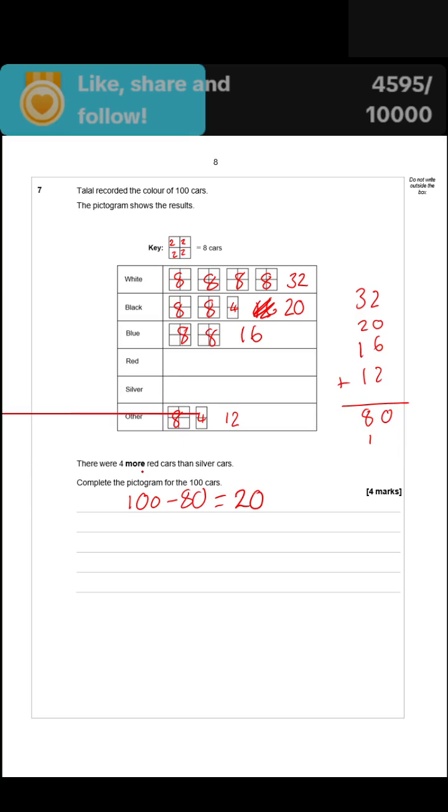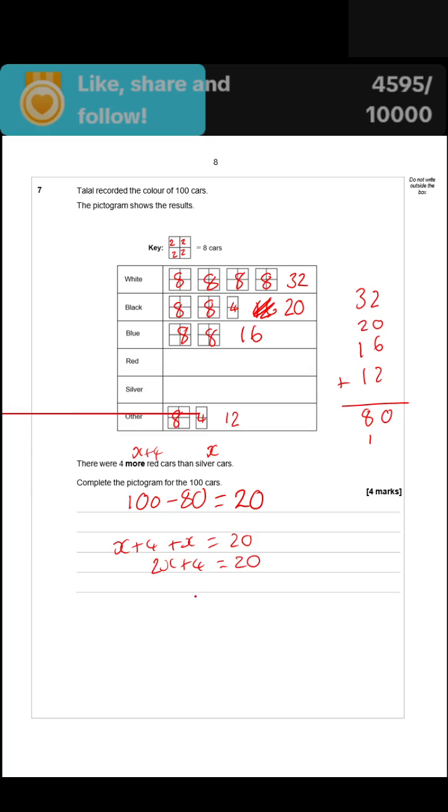We are told there are 4 more red cars than silver cars. Now I'm going to show you a way of doing this using algebra, just because it comes up on these questions and you'll have to form equations at some point. There are 4 more red cars than silver cars. We don't currently know how many silver cars there are, so we can call that x. If there are 4 more red cars, that'll be x plus 4. So you have x plus 4, add x, is equal to 20. We simplify the left-hand side, we get 2x plus 4. That's equal to 20.